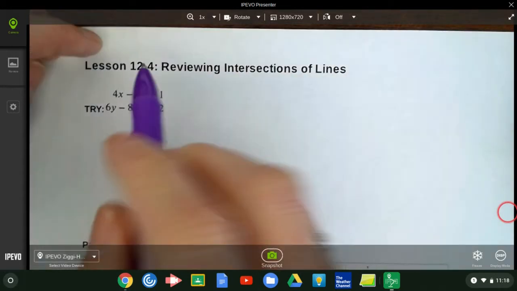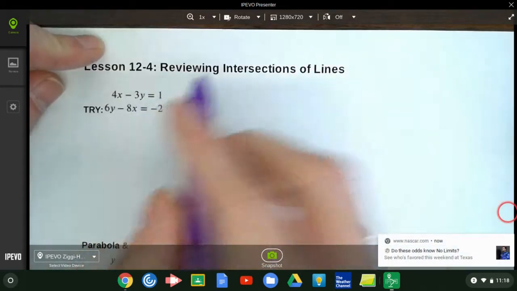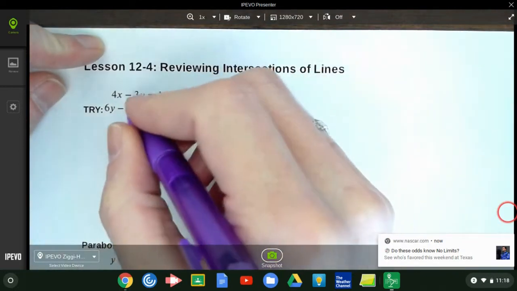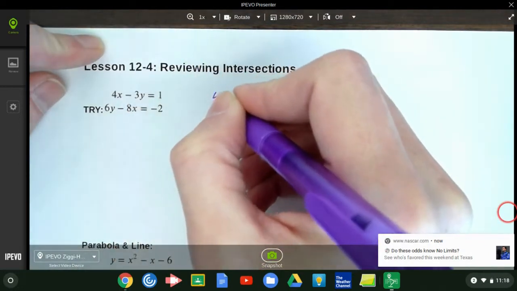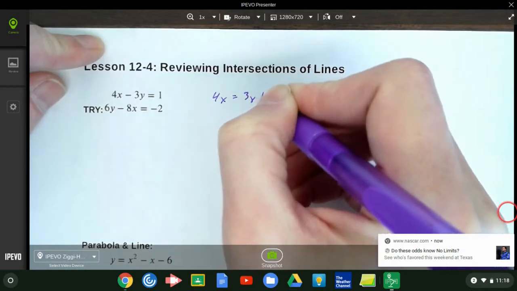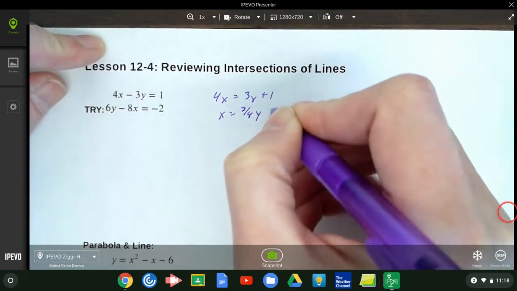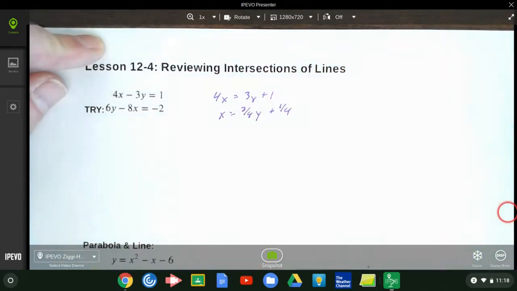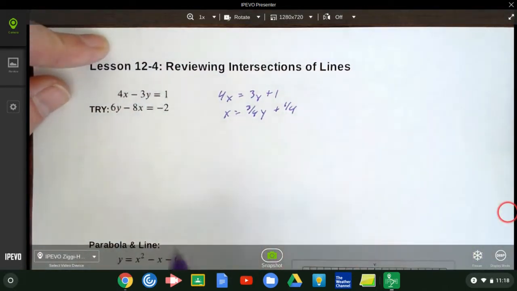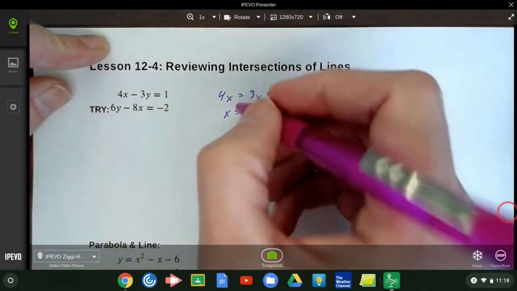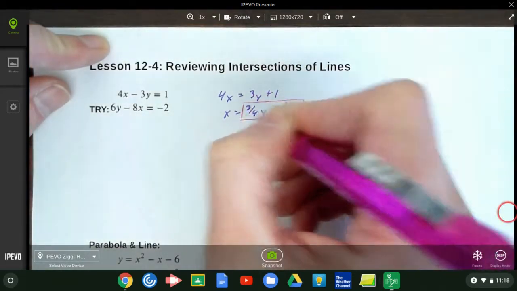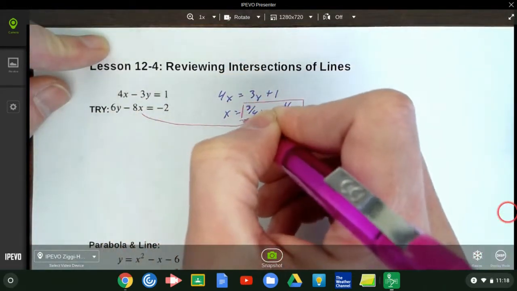So in this problem, I need to solve for x or y. I got a little extra work to do. So let's get it in terms of x. Why not? 4x equals 3y plus 1. So x equals 3 fourths y plus 1 fourth. It's fractions, no big deal. But now I'm going to take this equation and put it in for that x.